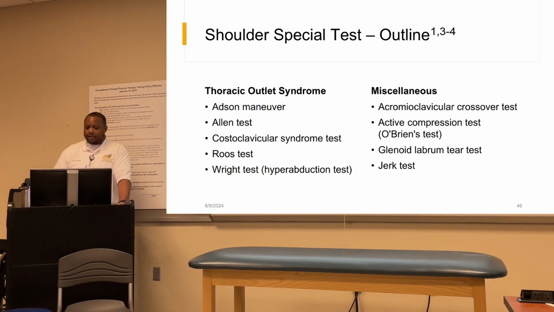And other miscellaneous tests: your acromioclavicular test, a crossover test for AC joint pathology, AC joint arthritis, active compression test, which is the O'Brien test, glenoid labrum tear test, and jerk test.